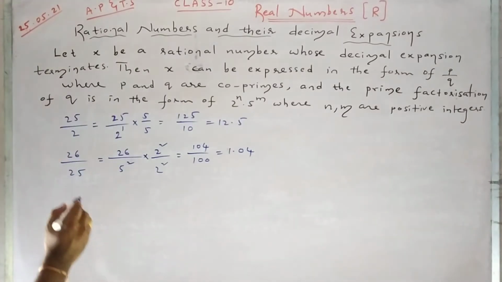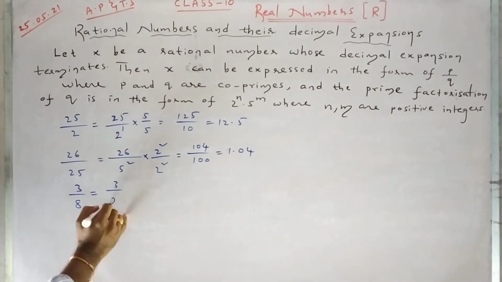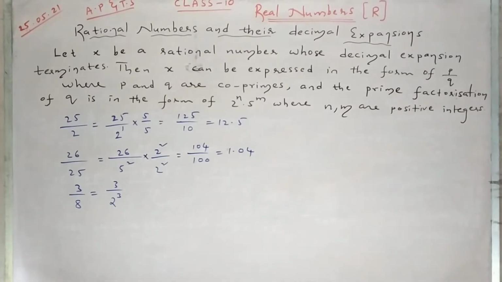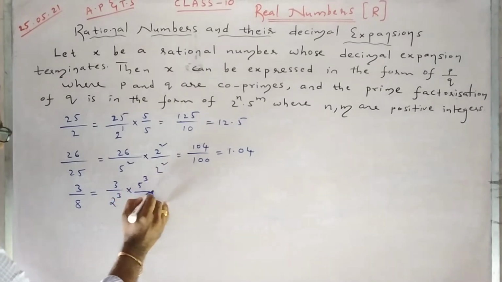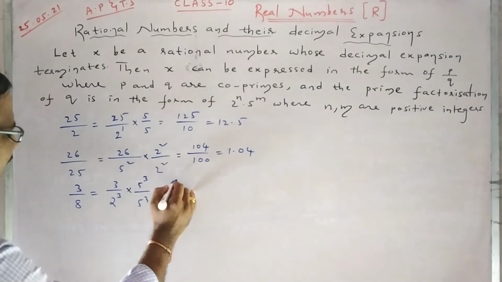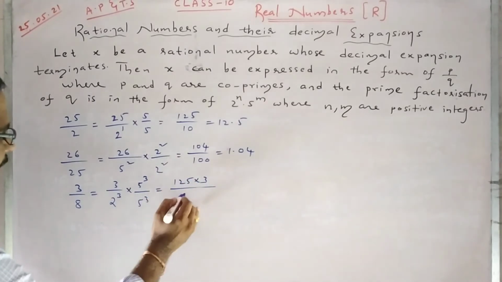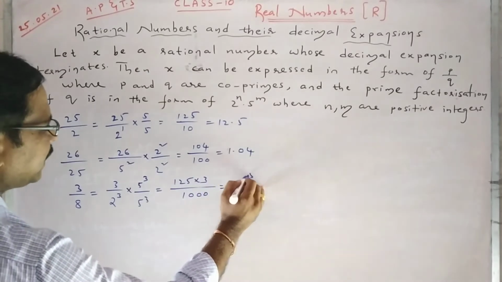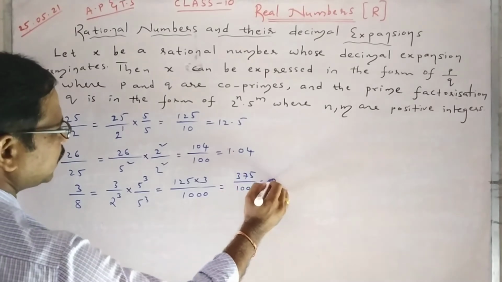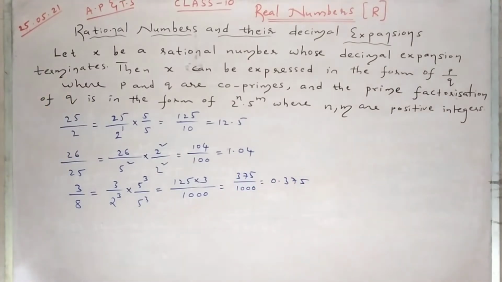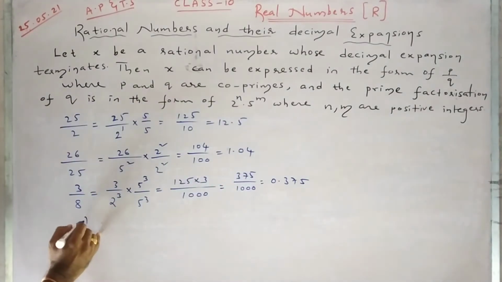Okay, 3 by 8, for example. 3 by 8 can be written with 2 cubed in the denominator. Only powers of 2 means it is a terminating decimal. What is missing? 5 cubed by 5 cubed. 125 times 3 is 375, over 10 cubed, 1000. So easily we can write 0.375.